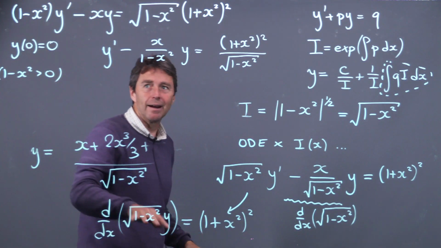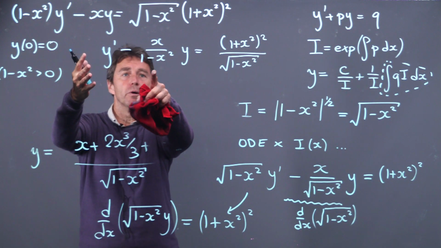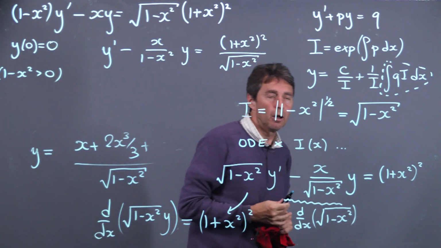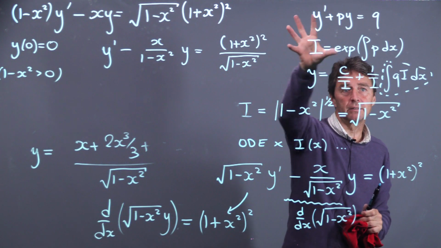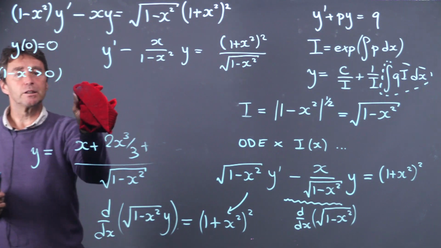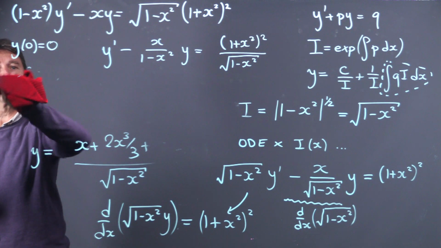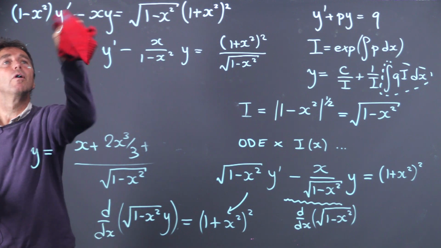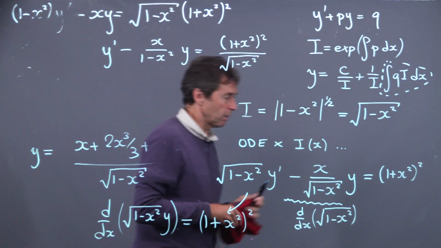Sometimes, doing it this way, actually just realizing what you have to multiply by in order to turn the left-hand side into the derivative of a product is faster than going through that. But that's sort of a nice systematic thing to think about. Okay, so that's an example of the first method.